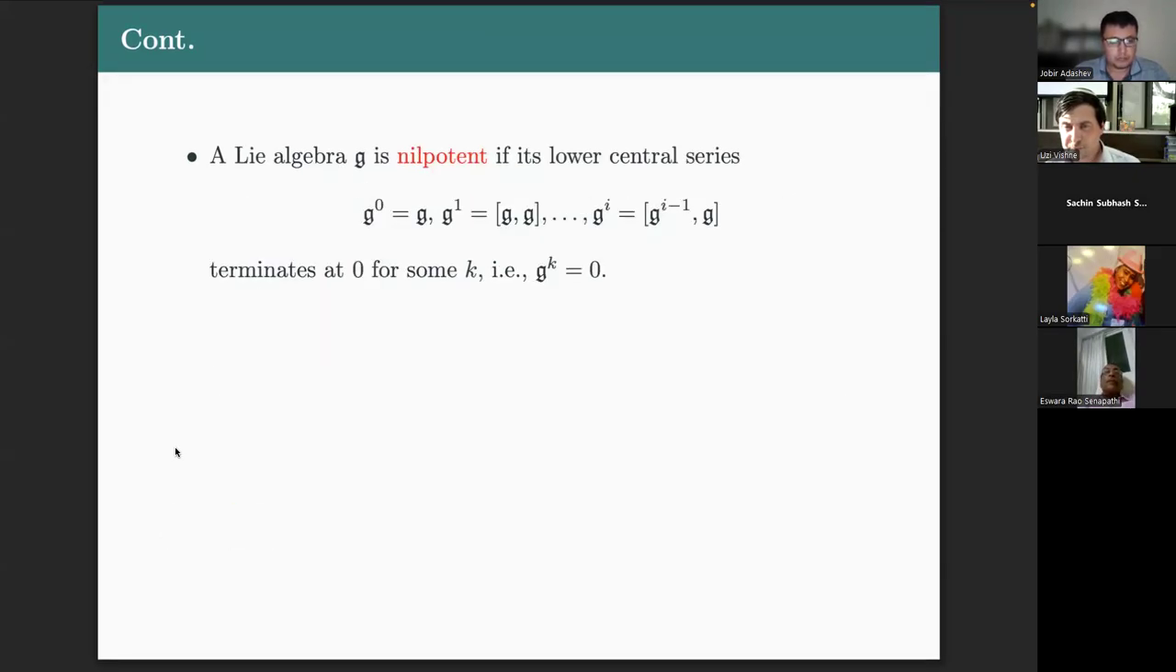The nilpotent Lie algebra is nothing but one which has some nice properties, like what is called a central series, which is defined as displayed in the slide, terminates at some point. So if you take n cross n strictly upper triangular matrices, these are examples of nilpotent algebras.